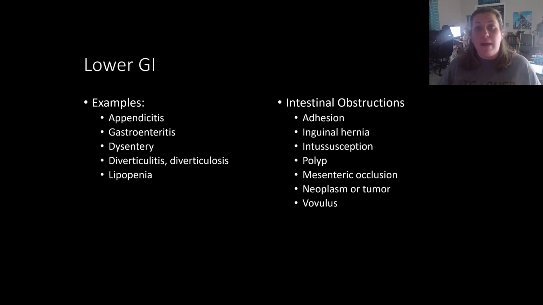Of course, we can have neoplasms or tumors, cancers of the intestine, which can then cause a tumor to block the flow of food and the digestive process. And then we can also have a volvulus. A volvulus is going to be where the bowel folds back on itself. Again, causing there to be a kinking up of this tube-like structure.